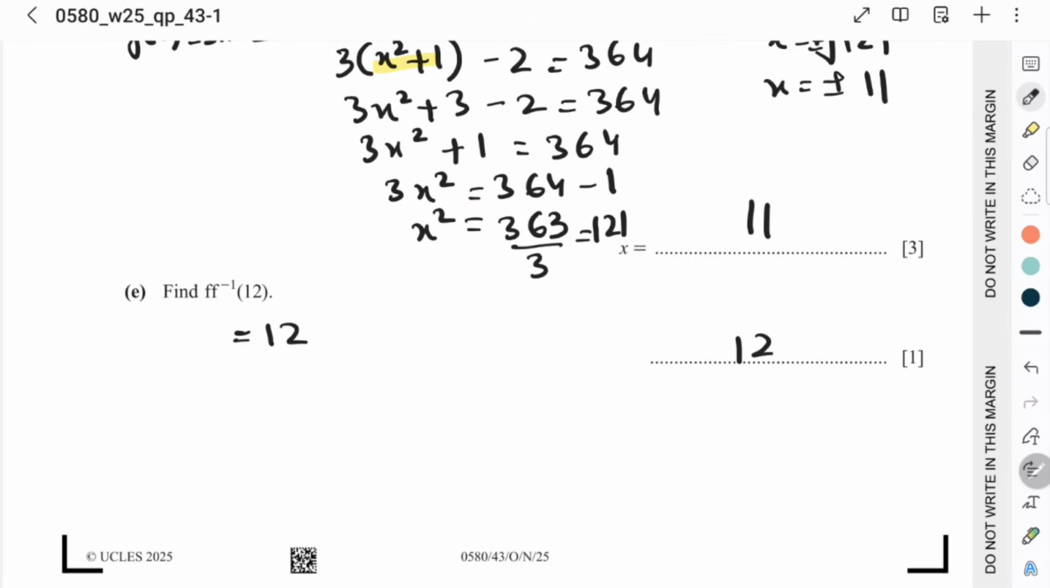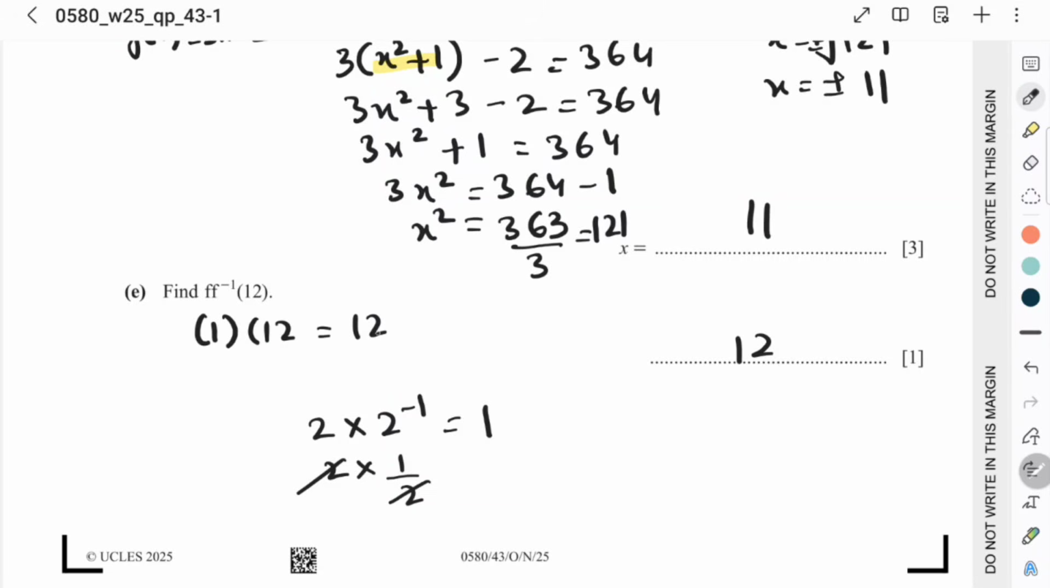Remember, if you multiply any number with its inverse, you will get 1. Like 2 times 1 upon 2. 2 times its inverse is equal to 1. gg inverse equals 1. ff inverse equals 1. So that's why there is no need to do any calculations. You can just write 1 times 12 is equal to 12.